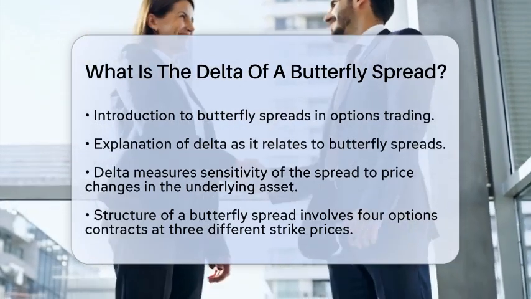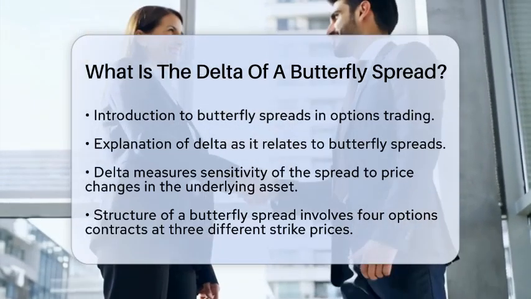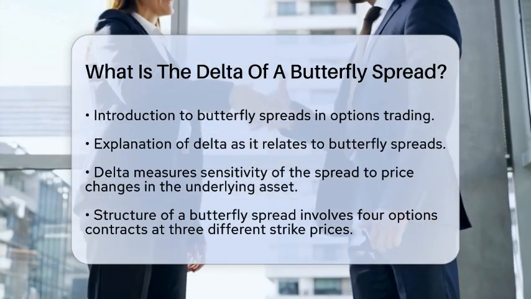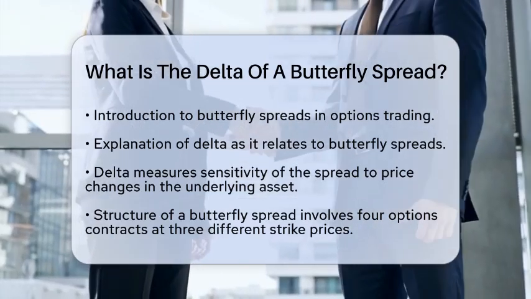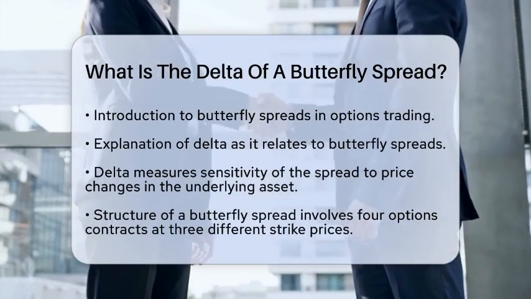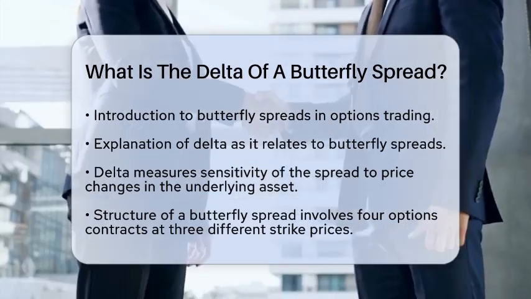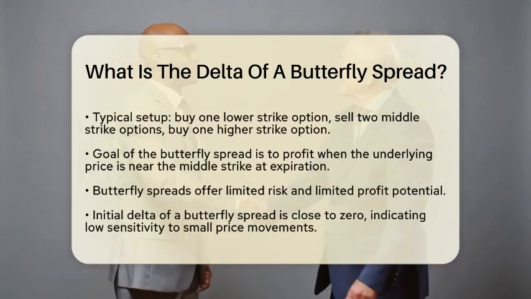the underlying asset. Essentially, delta measures how much the price of the butterfly spread changes for a $1 move in the underlying stock. To create a butterfly spread, you use four options contracts at 3 different strike prices. Typically, you buy one option at a lower strike price, sell 2 options at a middle strike price, and buy one option at a higher strike price. All options have the same expiration date.